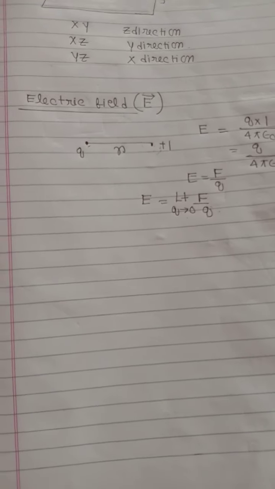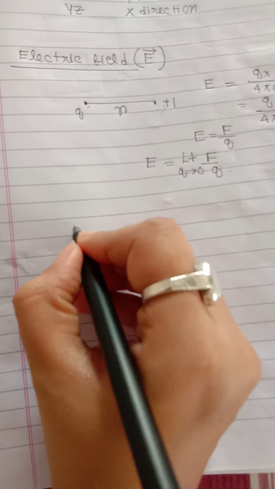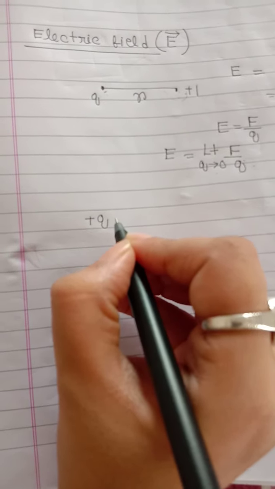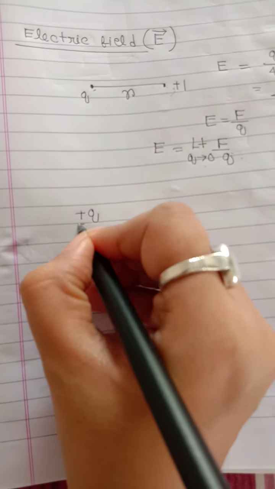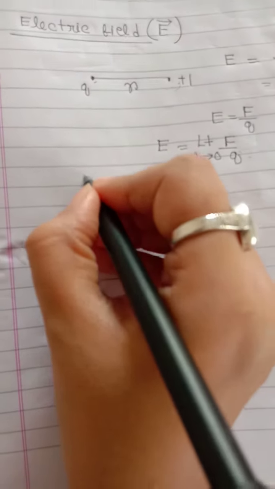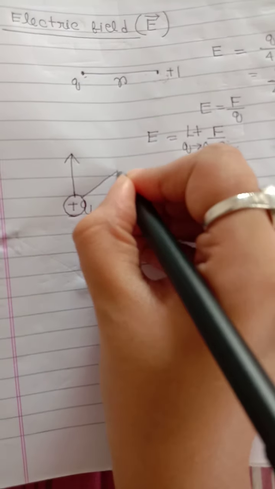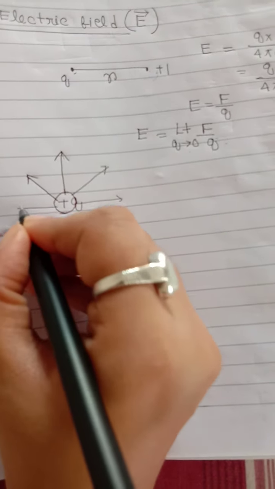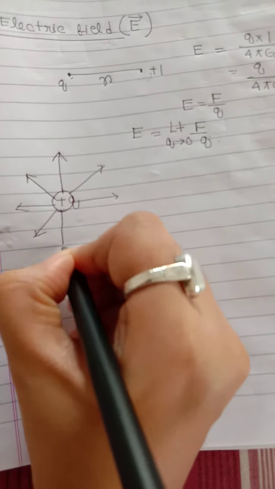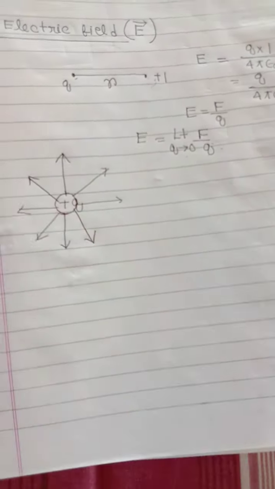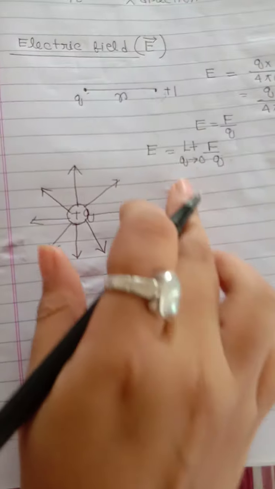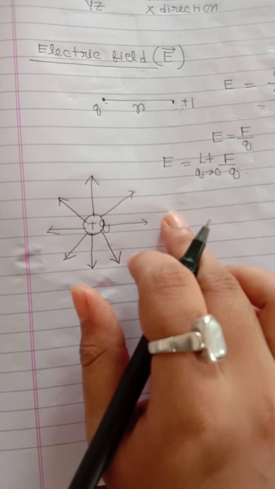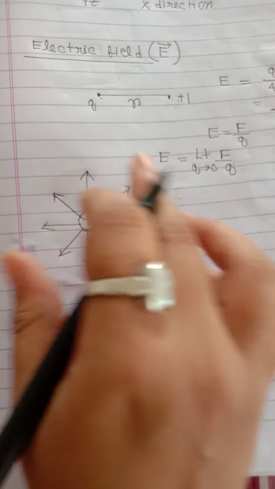Now I want to define electric field in another way, and we have already learned about electric lines of force also. If I have a charge plus Q, then the lines of force are radially outward like this. All the lines of force here are radially outward. And this is called spherically symmetric lines of force.